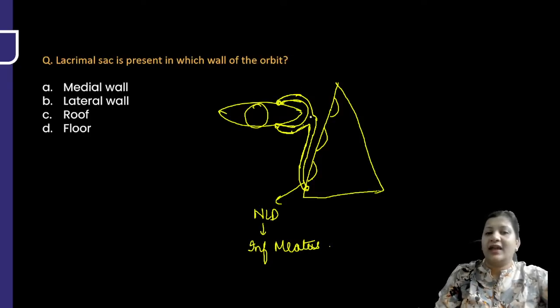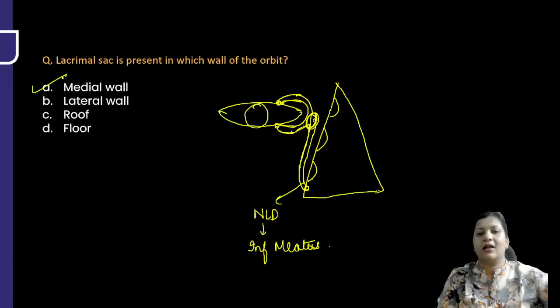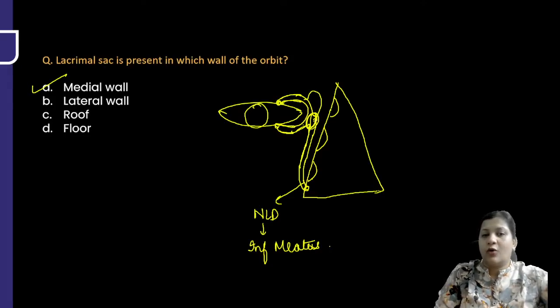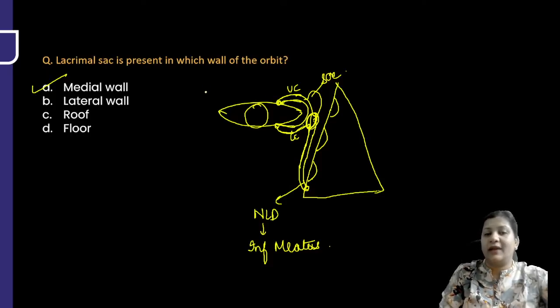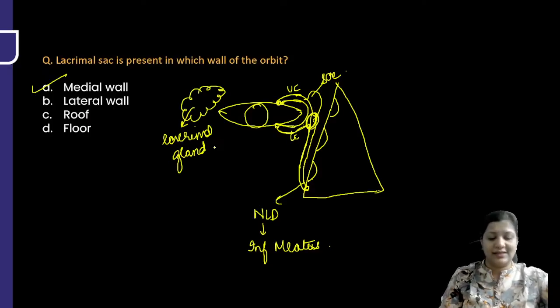Okay, so where is this lacrimal sac present? In which wall? It is present in the medial wall of the orbit. The lacrimal sac opens into the nasolacrimal duct. Sorry, the upper canaliculus and the lower canaliculus open into the sac, and this sac opens into the nasolacrimal duct. So the sac is present in the medial wall, whereas the lacrimal gland is present in the lateral wall. So the lacrimal gland is in the lateral wall, and the lacrimal sac is present in the medial wall.